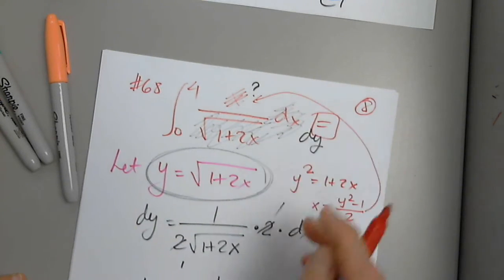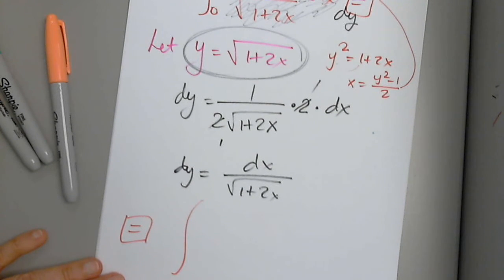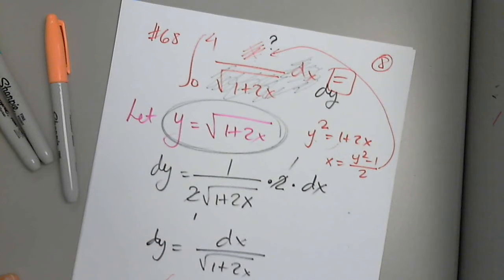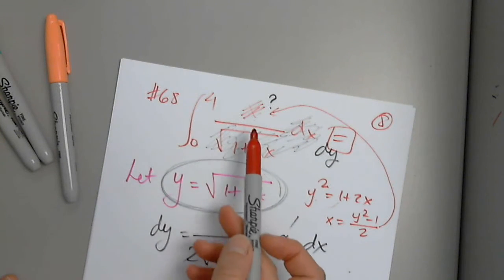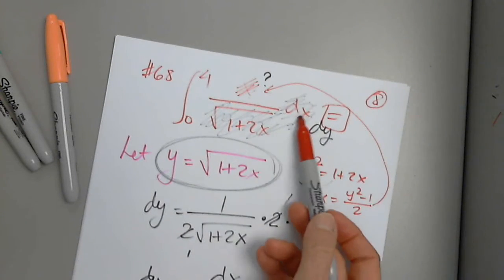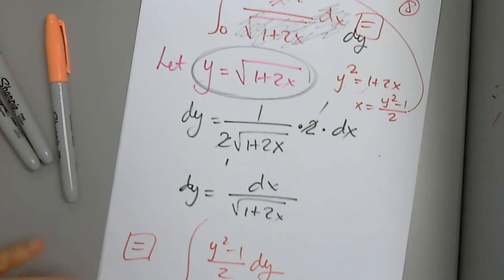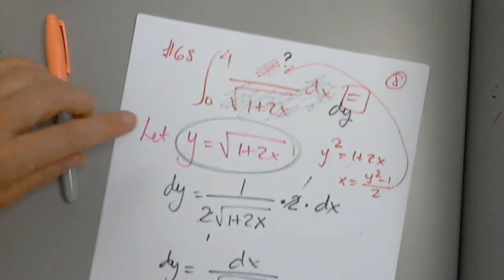Now please dictate the new integral. Do not copy the limits of integration. They don't work anymore. So we will have y squared minus 1, over 2, times dy. Excellent. Great job. But now we need the limits of integration.